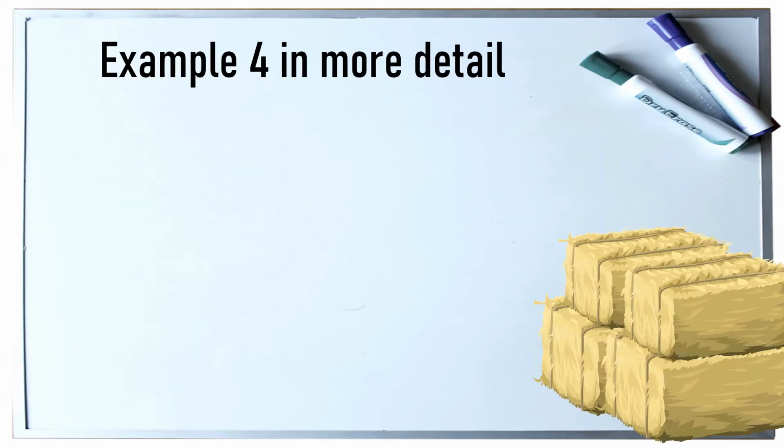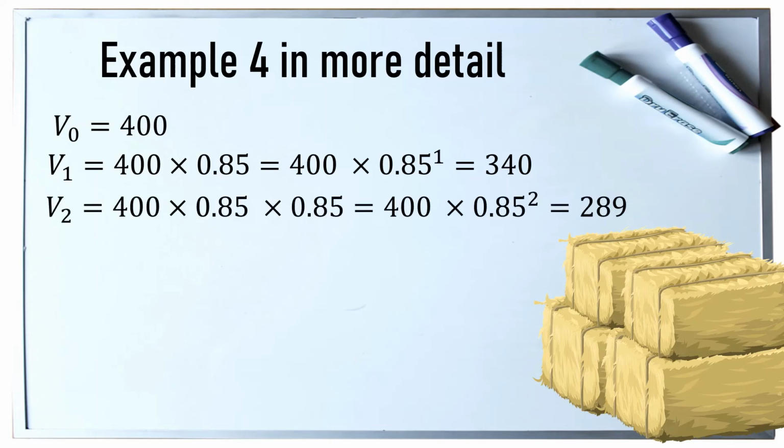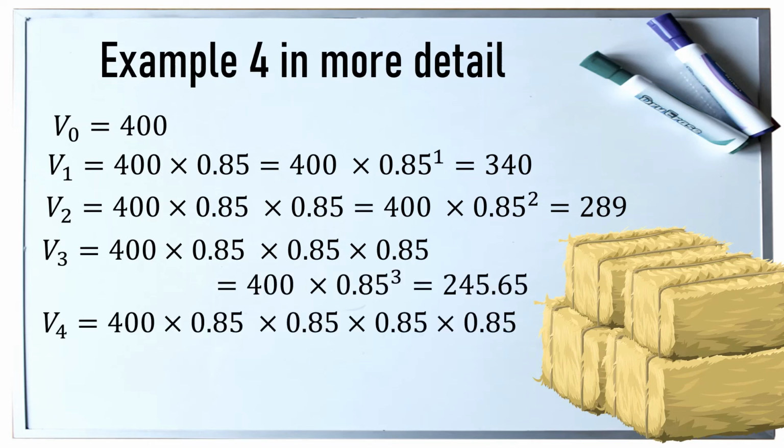In more detail, V0 is equal to 400, V1 is equal to 400 times 0.85, or 400 times 0.85 to the power of 1, because it's 1 year, gives us $340. To get V2, it's 400 times 0.85 twice, which is the same as 400 times 0.85 to the power of 2, which gives us 289. V3 is the same as 400 times 0.85 3 times, which is the same as 400 times 0.85 to the power of 3. V4 is the same as 0.85 multiplied 4 times, which is the same as 400 times 0.85 to the power of 4.